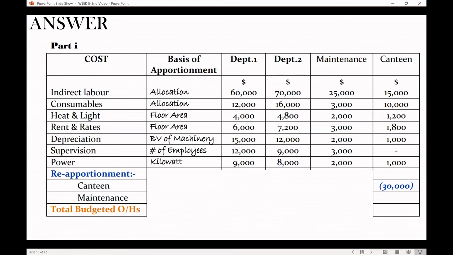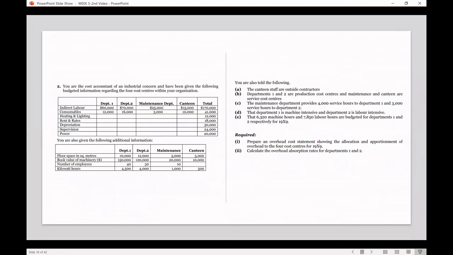What do we do with this $30,000? We're going to reapportion it, divide it amongst the other departments. But how? We need some basis of apportionment. Our basis here is going to be number of employees, based on going back to the question and looking at what the question said. This table is what we're using to indicate a basis. The only information we have over here in canteen is that it's outside contractors.